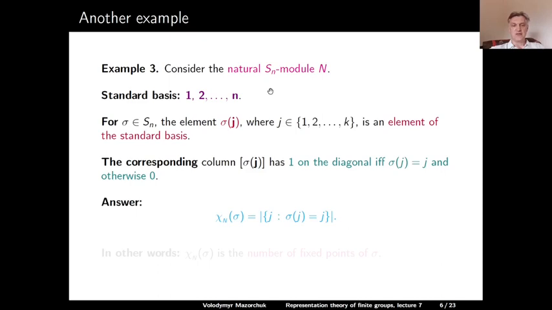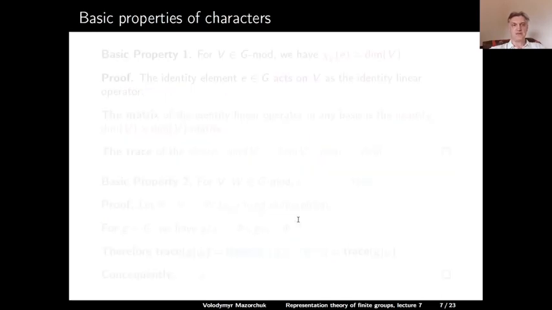So this means that the value of the character of this module at the element sigma coincides with the cardinality of the set of all elements between 1 and n, which are fixed by sigma. So this is the number of fixed points of the permutation sigma. The character of the natural Sn module is given by the number of fixed points of a given permutation. Let us now discuss some basic properties of characters.